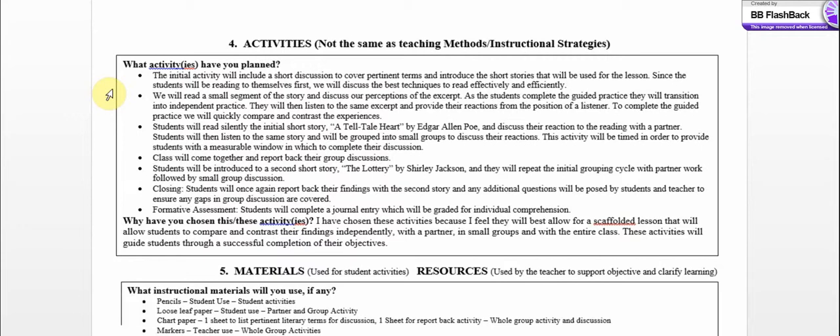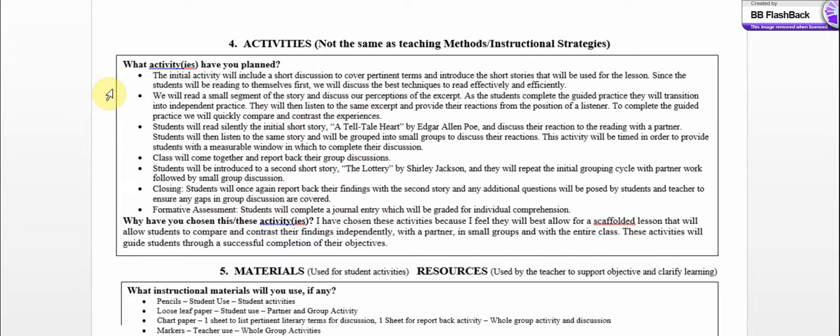Closing, students will once again report back their findings with the second story, and any additional questions will be posed by students and teacher to ensure any gaps in group discussions are covered. Now, I realize that these are two different texts that they're going to be working with, and the reason I chose to do this is my classes will be in a block schedule, so I will have 96 minutes of time with the students. And I think that would be sufficient amount of time in which they can work with two different stories, truly be able to work on explaining their experiences and interacting with the class.